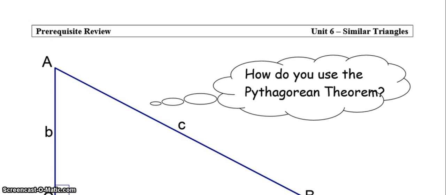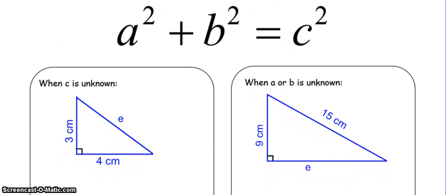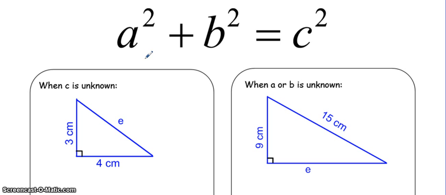Okay, this last video on Pythagorean theorem will be a very short one. It's just going over the two types of examples that you will find when using the Pythagorean theorem. One is when you're solving for the hypotenuse, and one is when you are solving for a different side.